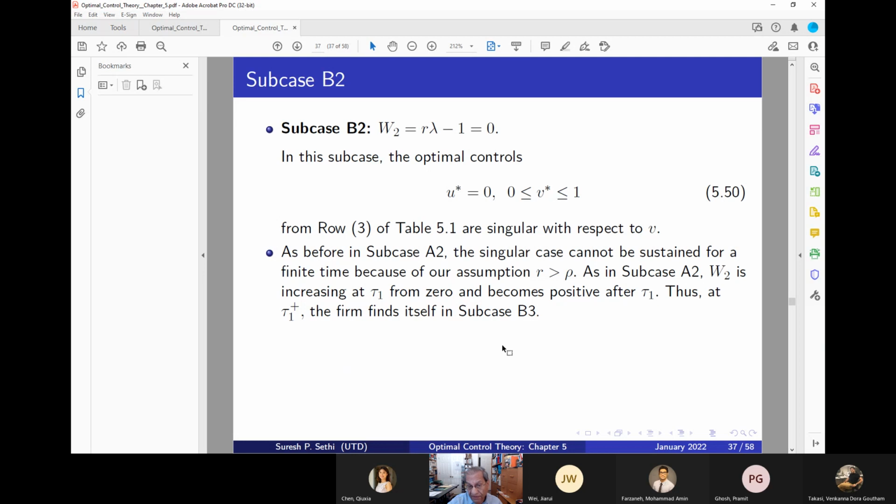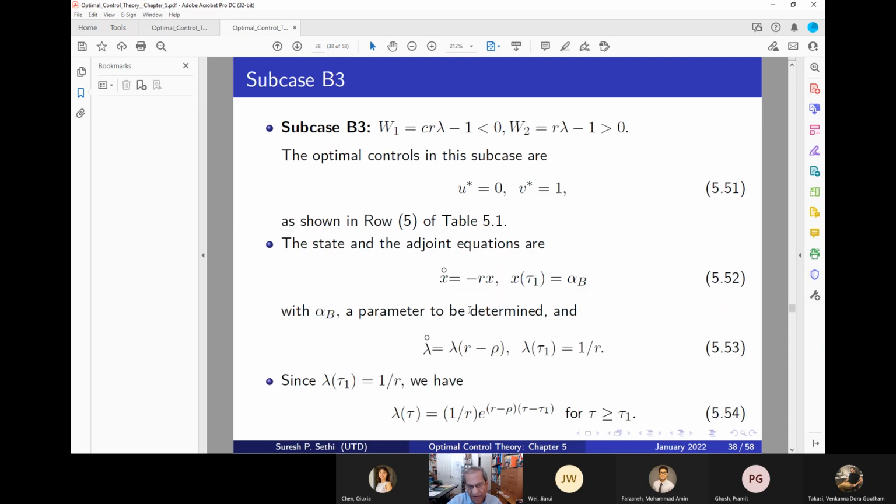Now we want to see what happens after B2. And we'll find that we get to subcase B3. No, I was already here. I'm now here, B3. So let's see what happens. At this point, this is our situation. We want to see if we can maintain this. And X circle is minus Rx, and X star 1 is alpha B. And alpha B is a parameter to be determined.